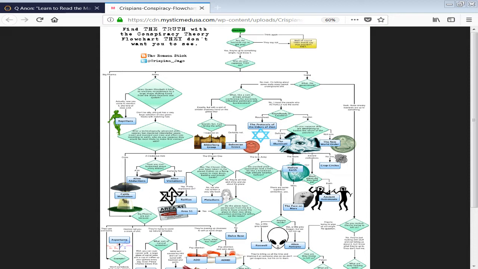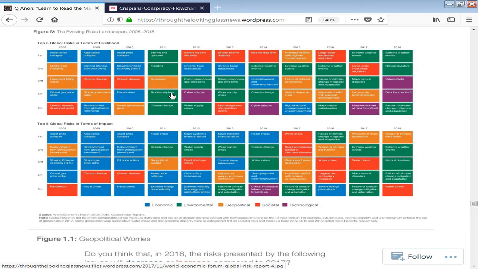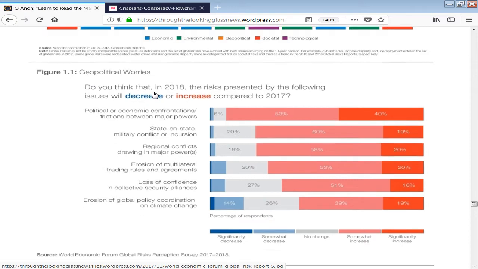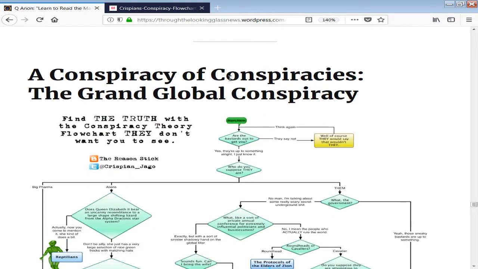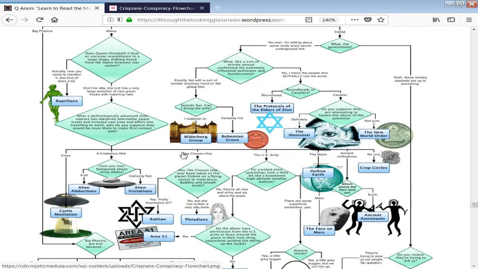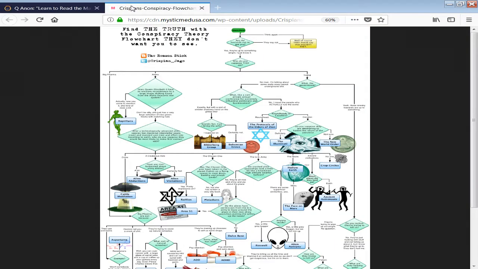So we see here that this flow chart is on the main Through the Looking Glass website. It's going to be under the evolving risks landscape, the geopolitical worries. It's the conspiracy of conspiracies, the grand global conspiracy. So we're going to be getting into this flow chart here, and I got it pulled up right here. So let's just go ahead and start getting into it.